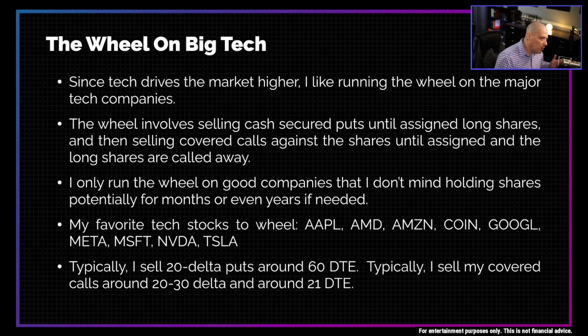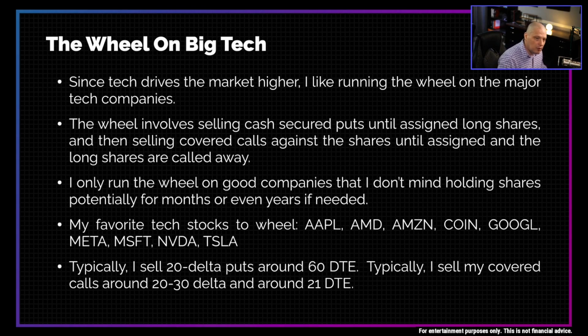And if you're not familiar with the way the wheel works, the wheel strategy involves selling cash secured puts until you get assigned long shares of the stock. And then you turn around and start selling covered calls against your new long stock position until you're assigned on the covered call, which means your long shares then get called away. And then you restart the wheel again by selling a new cash secured put, hence the wheel. The wheel keeps on turning.